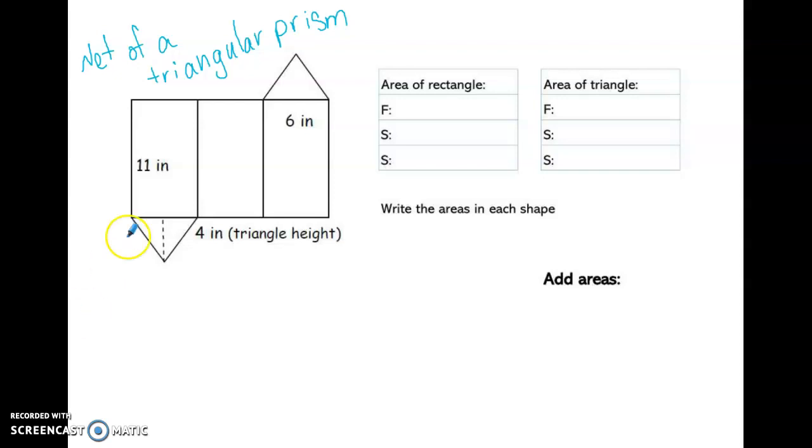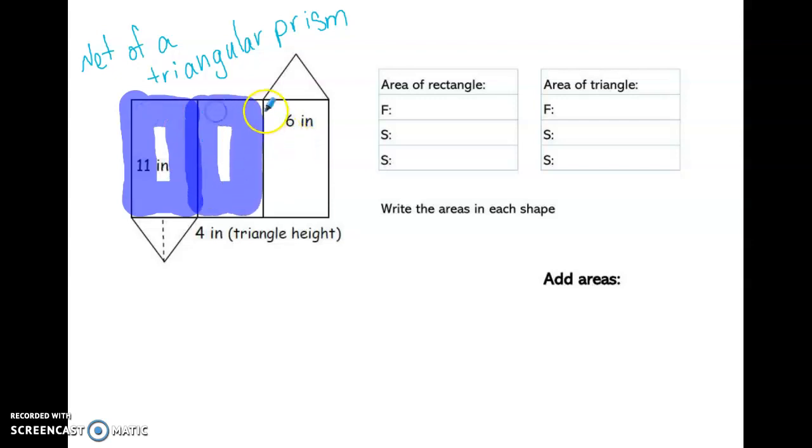So let's start with our three rectangles here. We have this one, and this one. Duplicate rectangles.